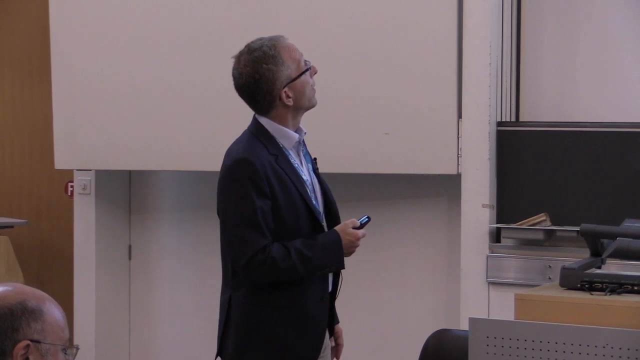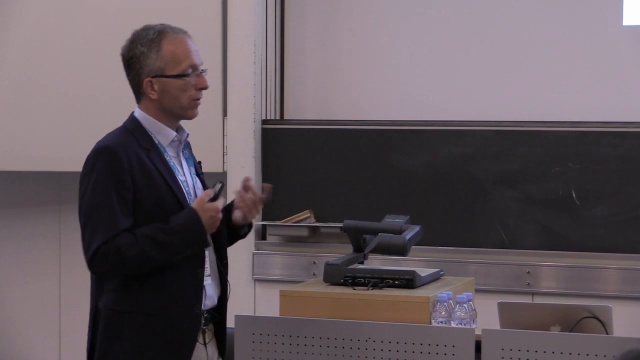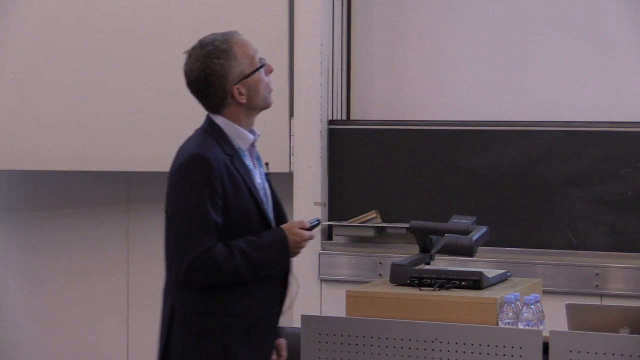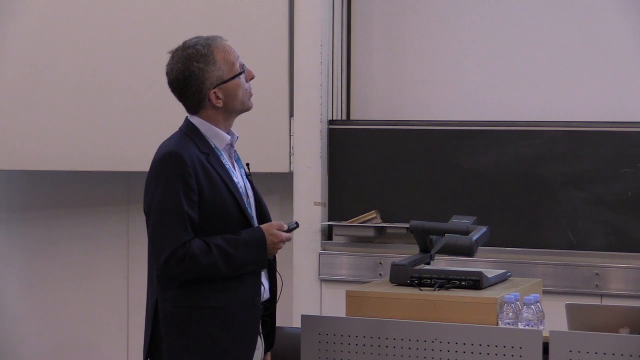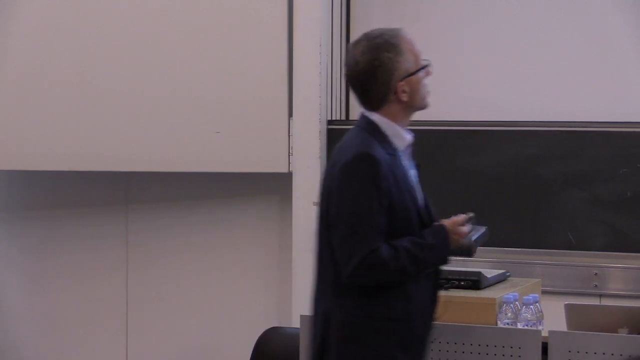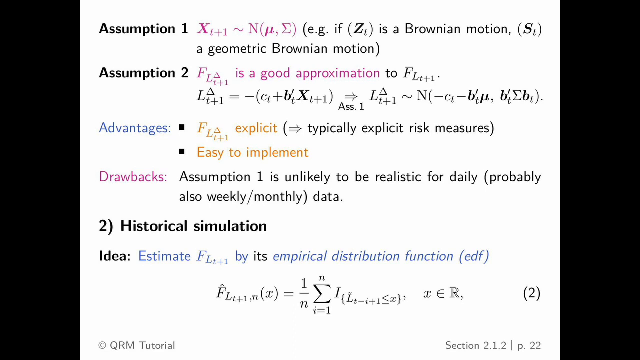That allows us to model the loss as a linear function, and if you take these two assumptions together, what we have to do is compute the distribution of a linear combination of multivariate normally distributed risk factors. The normal distribution is characterized by its mean and its variance, and we know that sums of multivariate normally distributed random variables are univariate normal. So we know L_{t+1}^Δ is going to be normally distributed with this mean and this variance, and we're done. Well, what are the advantages and disadvantages of such an approach? The advantage is that it's easy. We have an explicit model for the loss distribution, and you get explicit risk measures.